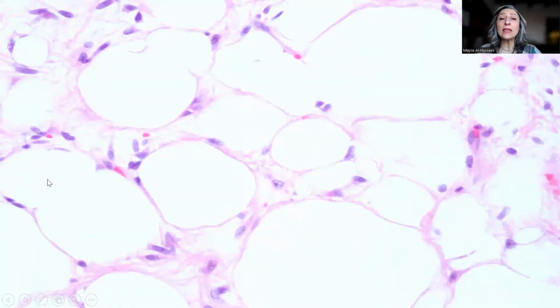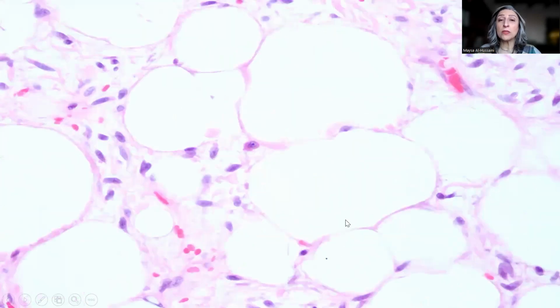And just zooming in into one of those areas which is rich in the lipomatous component, we have variably sized lipocytes. Most of them are univacuolar. They only contain one lipomatous vacuole with eccentric nucleus, and in other areas you don't even see the nucleus. Now there are some spindle cells in between, but the predominant component here is the lipomatous component.